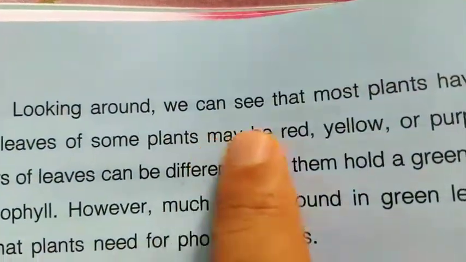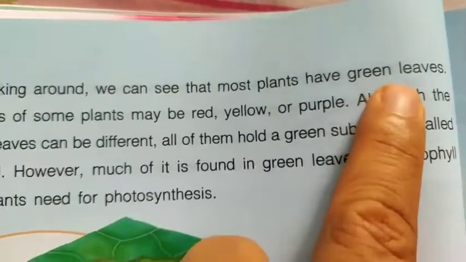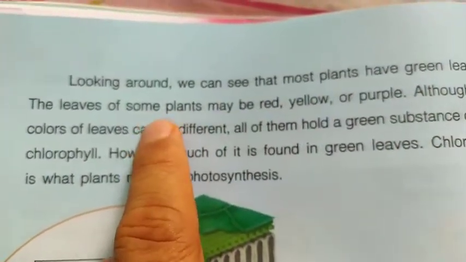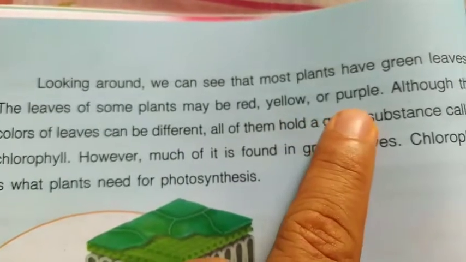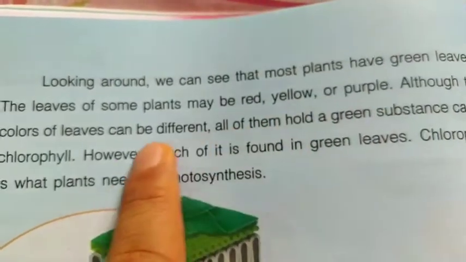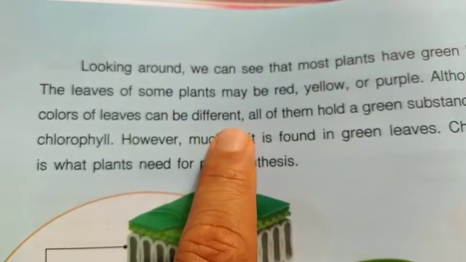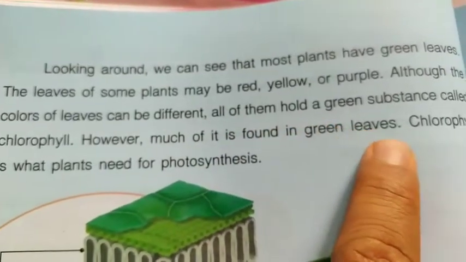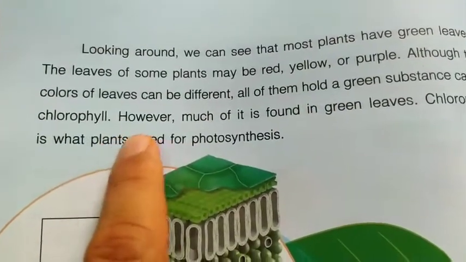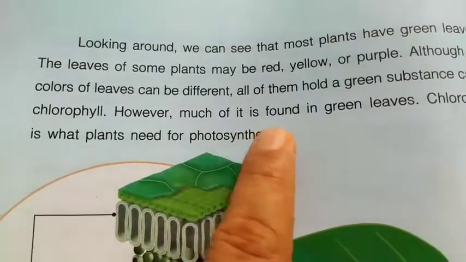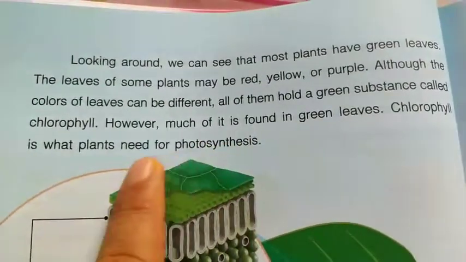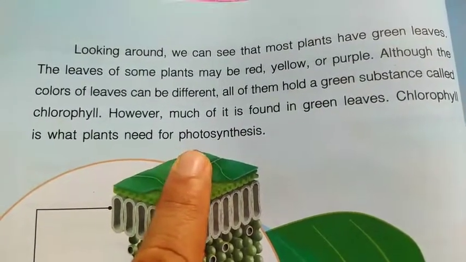Okay? So let's go to page 78. Now looking around, we can see that most plants have green leaves. The leaves of some plants may be red, yellow, or purple. Alright? Although the colors of leaves can be different, all of them hold a green substance called chlorophyll. However, much of it is found in green leaves. Chlorophyll is what plants need for photosynthesis.